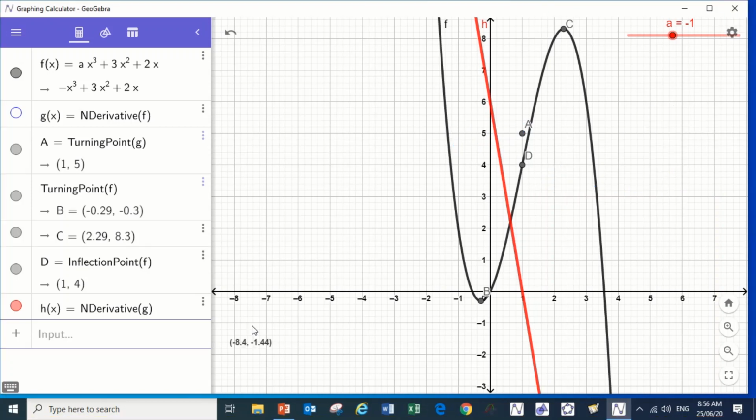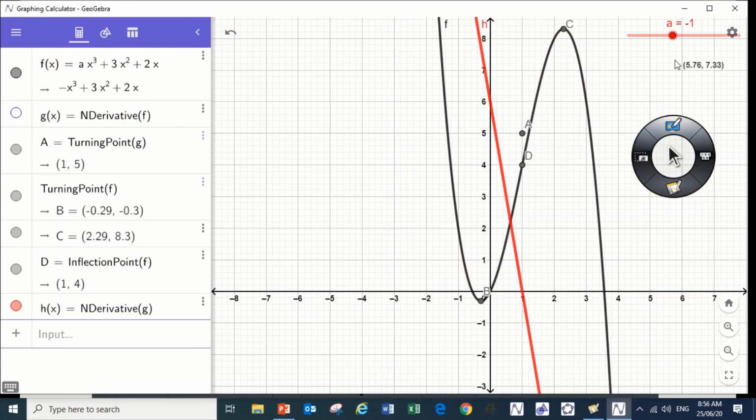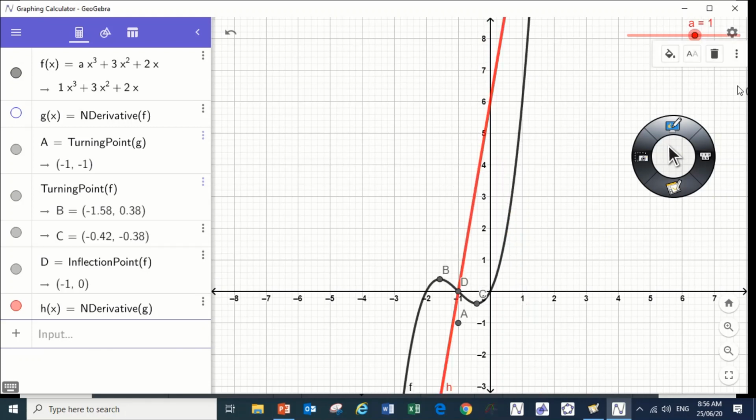Now let's change. Remember, we are talking about a case here when a is negative. Let's make a positive and see what happens. The linear function is going to change, the shape will change. See that? What happened? We had a negative gradient when the a value of the cubic graph was negative. Now the a value is positive, so we now have a positive gradient for the linear function. And our cubic graph is going to be concave down, then concave up.